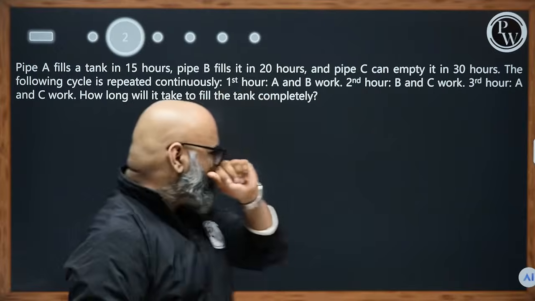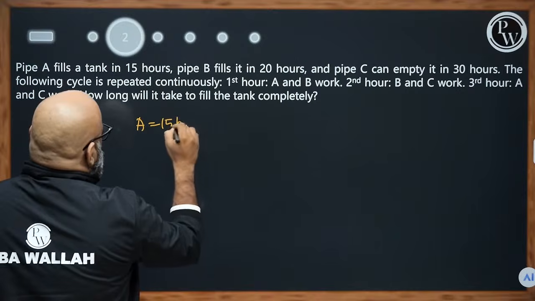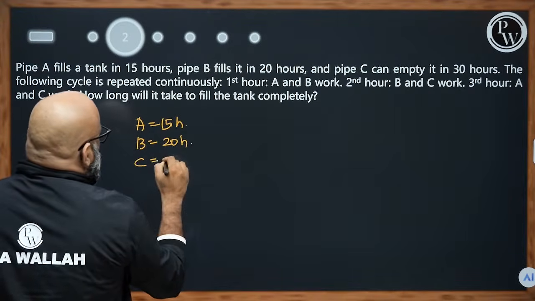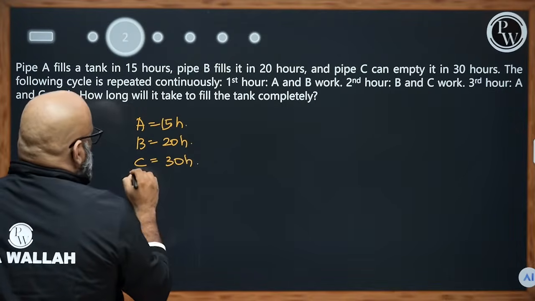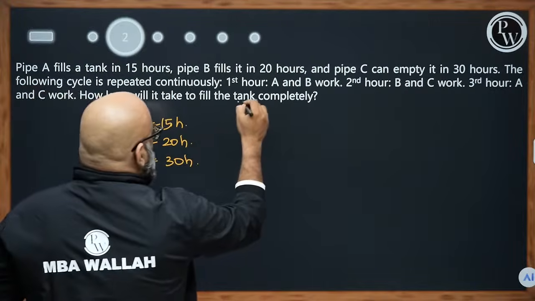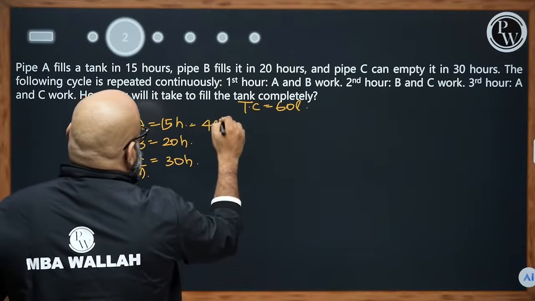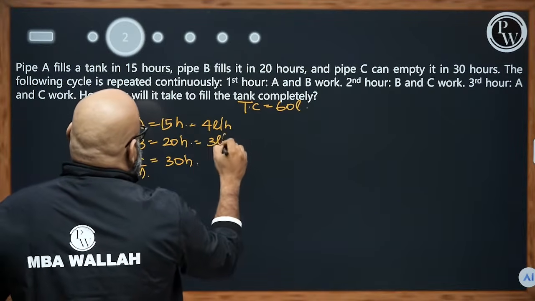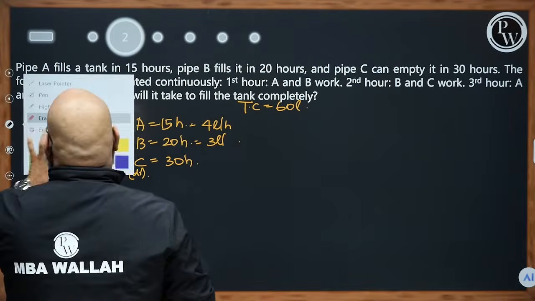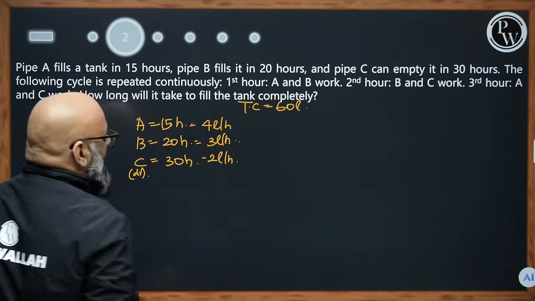So hang on. So we get A is 15 hours, B is 20 hours, and then C is 30 hours. But then once again, C is my drain pipe. So total capacity once again, I'm going to take 60 liters, 4 liters per hour, 3 liters per hour, and then 2 liters per hour, but drain negative.